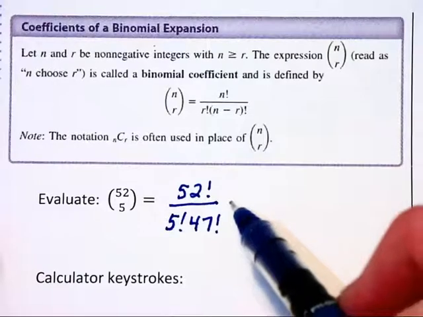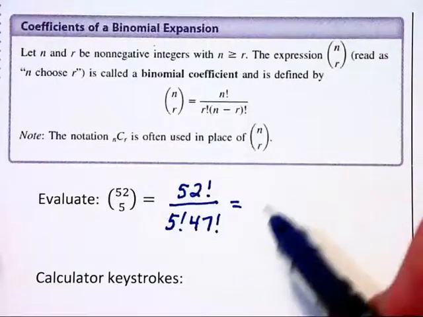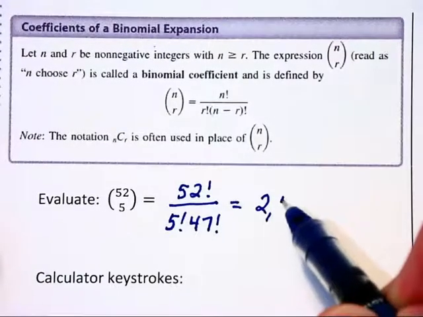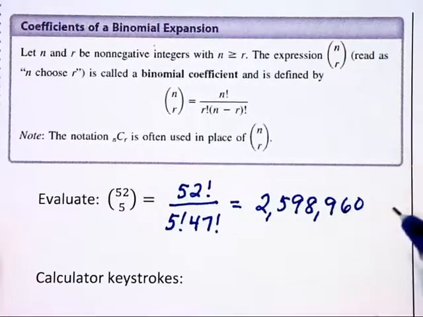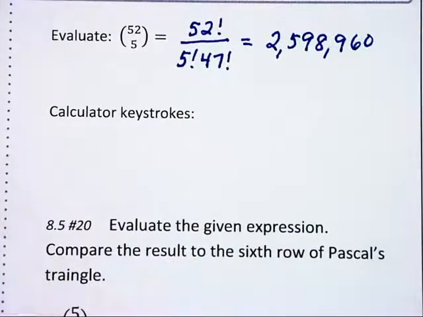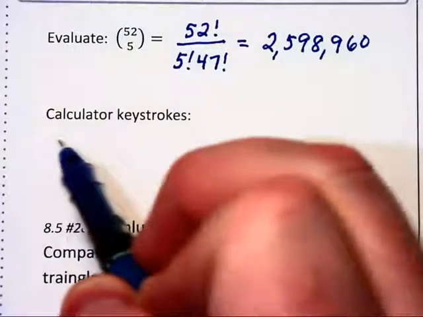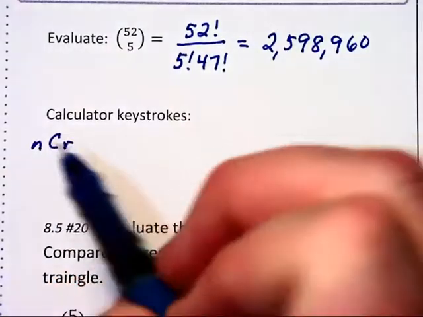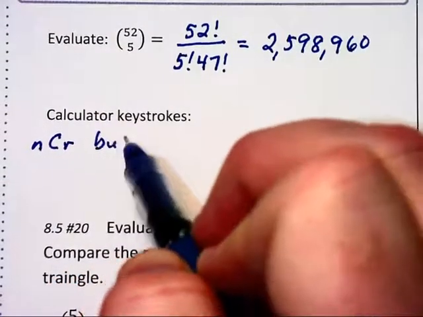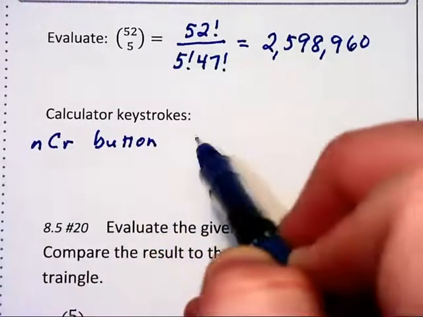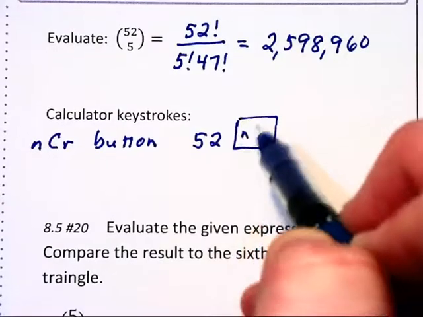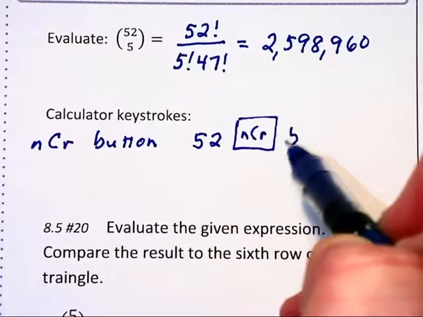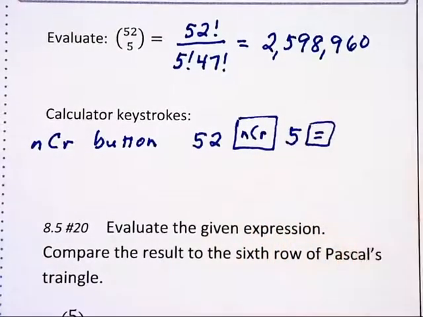And we could multiply that out on our calculator if we wanted to get 2,598,960. Okay, let's talk about our calculator here. Some of us are going to use the nCr button on our calculator. And if you're using the nCr button, then you're probably going to type the 52 first, followed by the nCr, followed by 5, and then the equal sign.